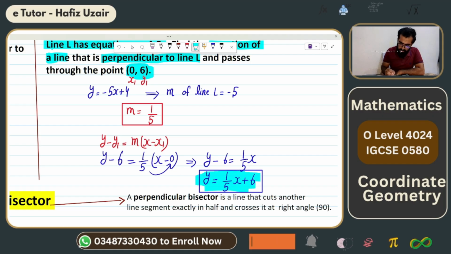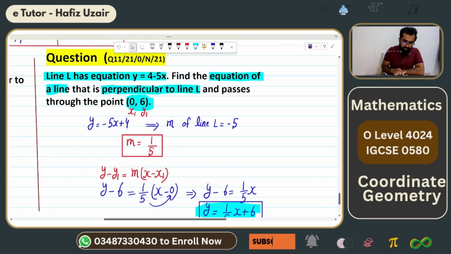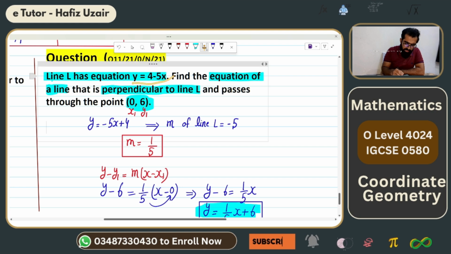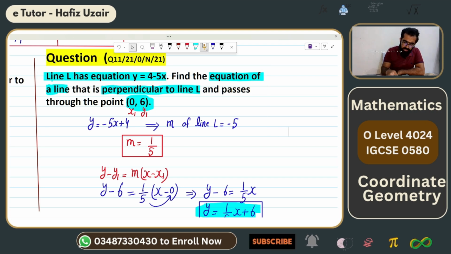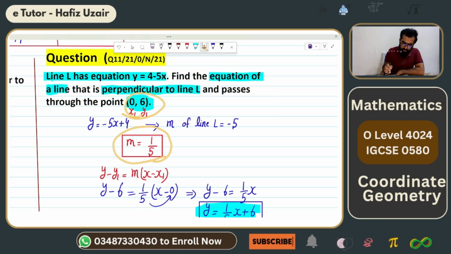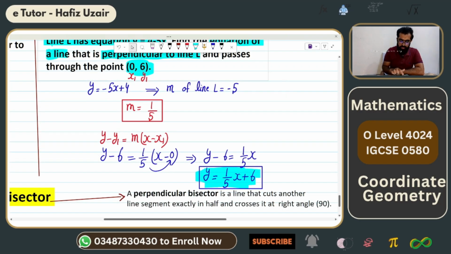Hopefully you got this concept. Let me revise this again. We are given a line, and we need to find the equation of the line that is perpendicular to this line. So we find the gradient of this line, that was minus 5, and then the gradient of the perpendicular line will be the negative reciprocal, and this line is passing through x1, this point 0, 6. Just put the coordinates in and solve that.